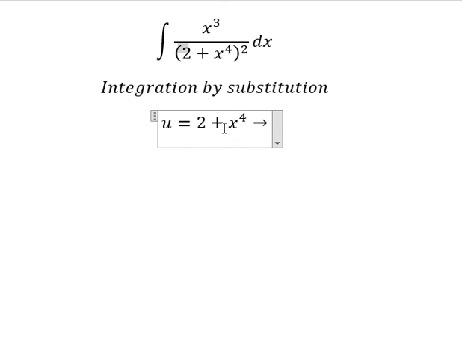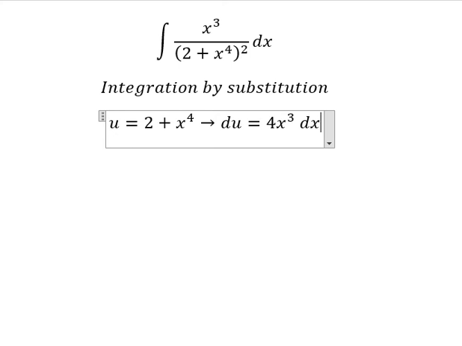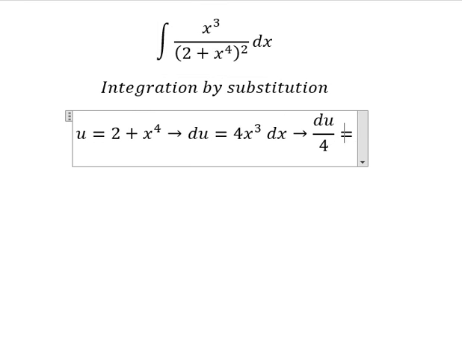Next, we first take the derivative of both sides. This one is a constant, so you get 0 here. This one we have 4x to the power of 3 dx. Because we don't have the number 4, we divide both sides by 4.